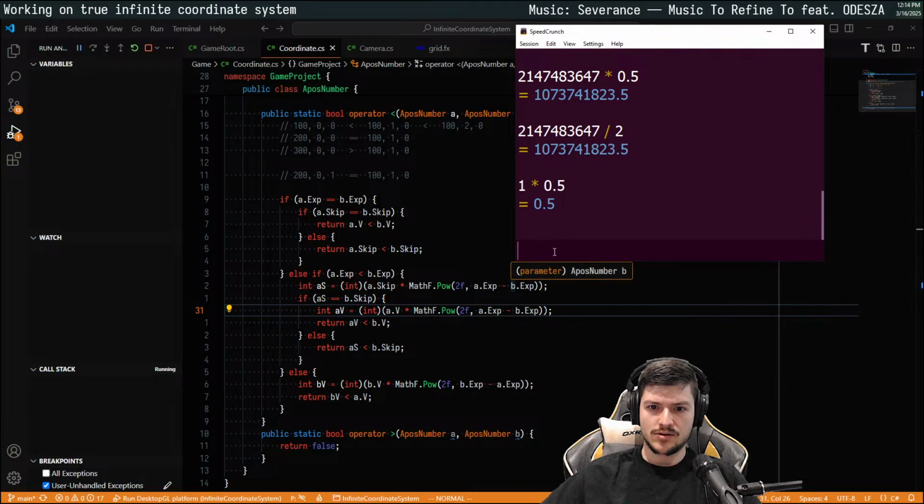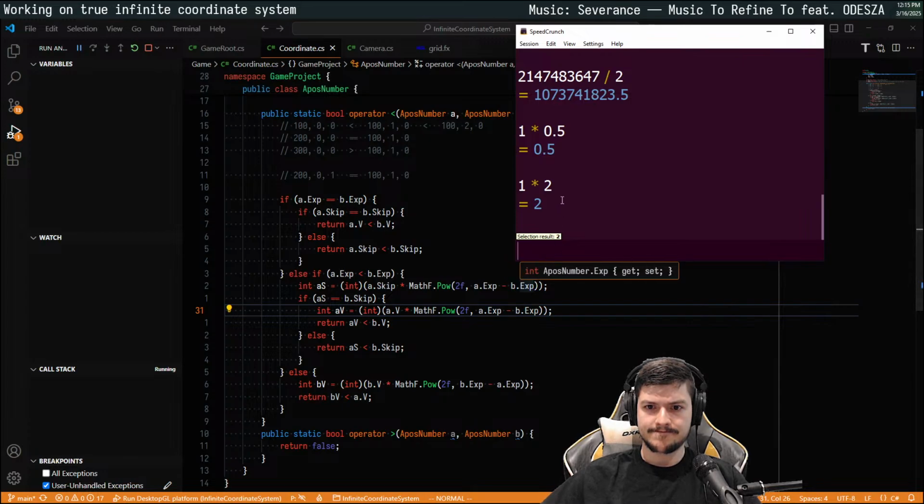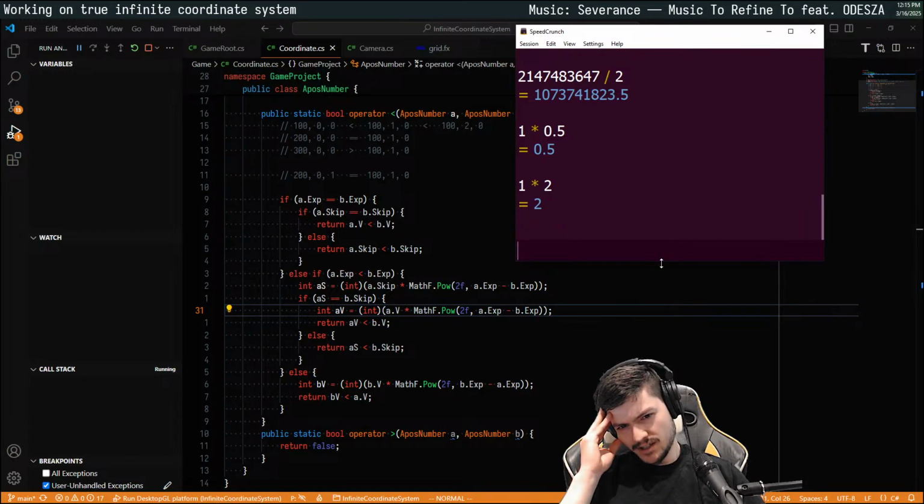So let's say 1 minus 0 is 1, 2 to the power of 1 is 2. So let's say the skip is 1 times 2, you end up with 2, the B number. That doesn't seem to be working. If the skip is different. What am I trying to do?